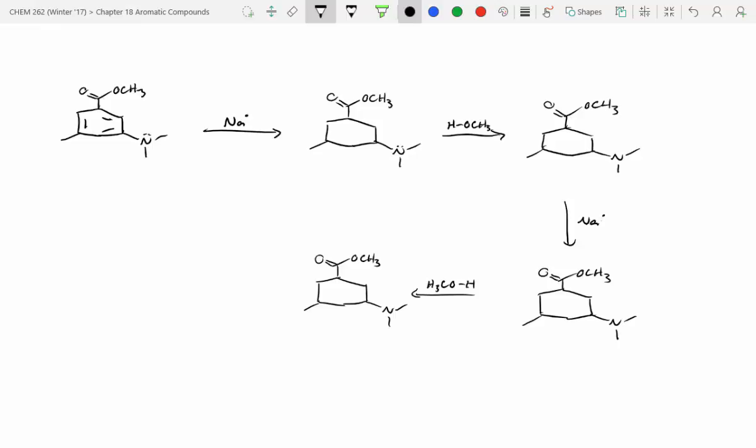The Birch reduction is actually still used in a fair amount of natural product synthesis. In fact, if you go through the practice exam, one of the practice problems I put on there is from a total synthesis paper.